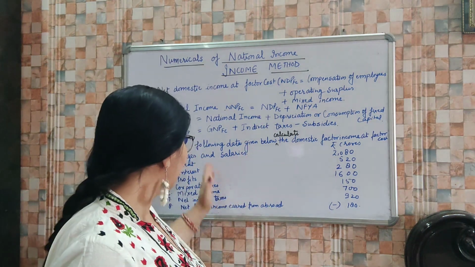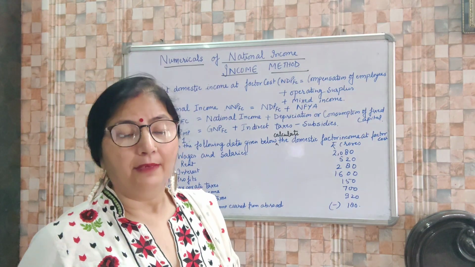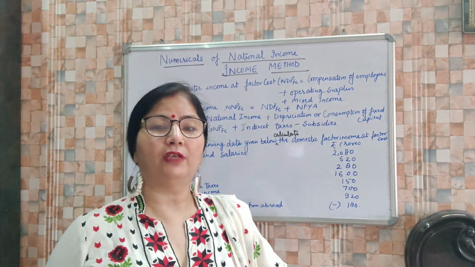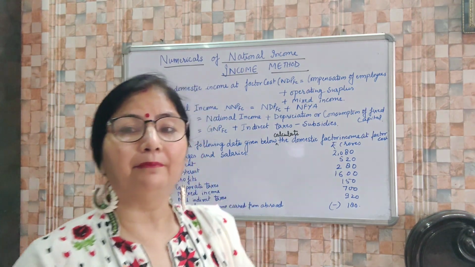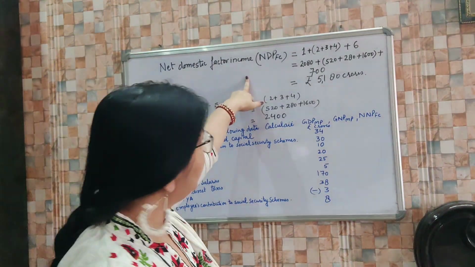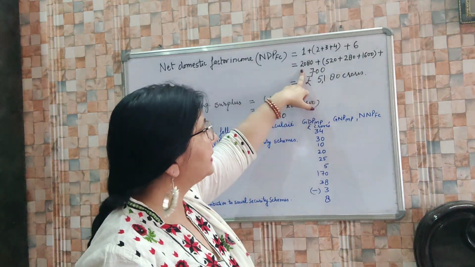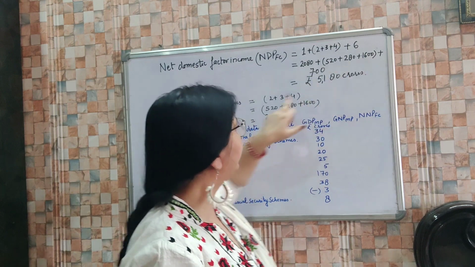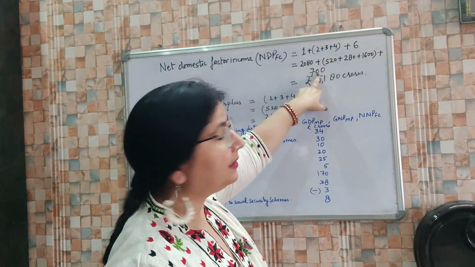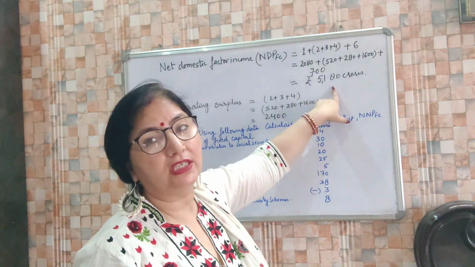Suppose if it is given as different parts, then we will not be adding them together, because if profit is given and some one part of it is also given, then that will be ignored completely. Net domestic factor income or NDP at FC, that will be 1 plus 2 plus 3 plus 4 plus 6. Then 2080 plus 520, 280, 1600, that will give us the total of operating surplus. And then the last will be the mixed income amount, that is 700. So the answer will come 5180 crores.